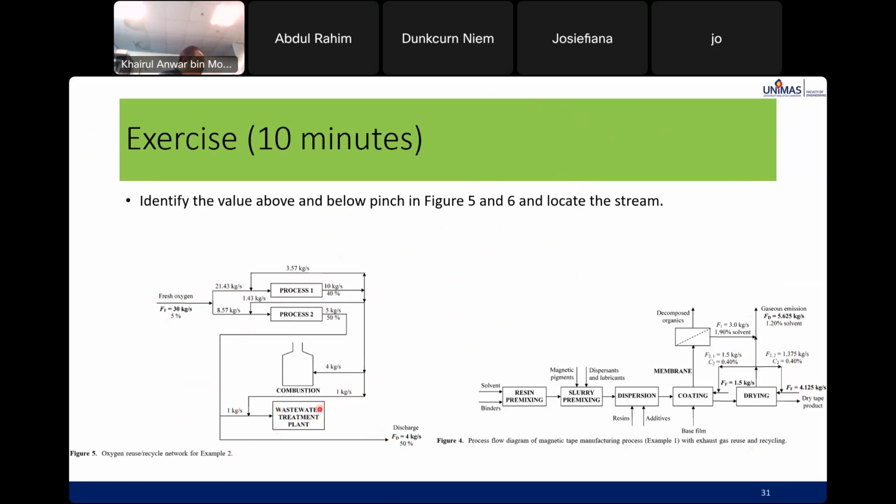Why can it be recycled to the aerobic water treatment plant? Because the maximum or limiting concentration for wastewater treatment here is 55%. It requires maximum oxygen feed with impurities up to 65%. But the impurities from process 2 is only 50%. That's why it can be recycled and the rest goes for discharge.